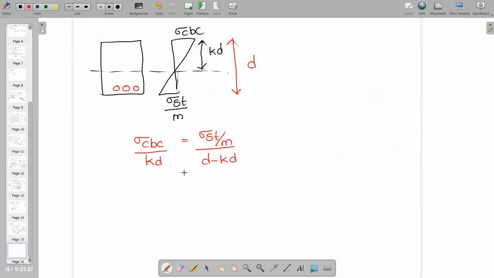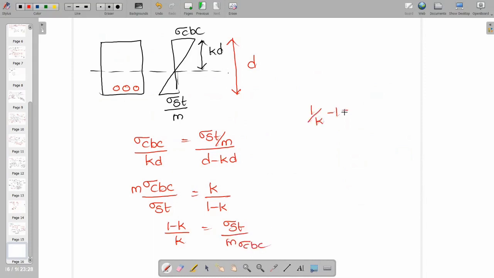Okay, so here you can write sigma cbc upon sigma st by m, or you can write m sigma cbc by is equal to what, sir? k upon d will be cancelled, 1 minus k. If you solve this, can anyone tell me 1 minus k by k is equal to what, sir? Sigma st by m sigma cbc. So you can write here 1 by k minus 1 is equal to sigma st by m sigma cbc.